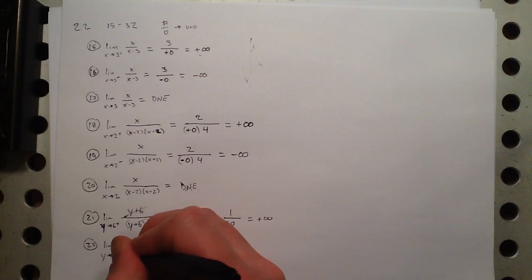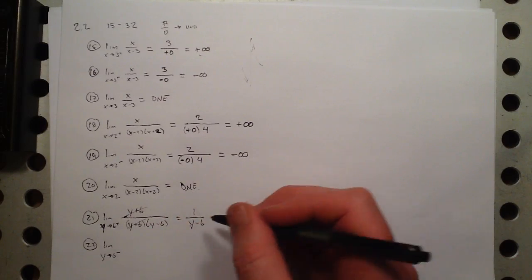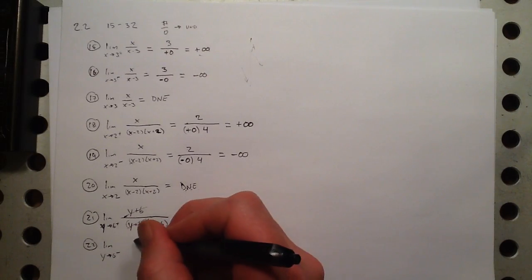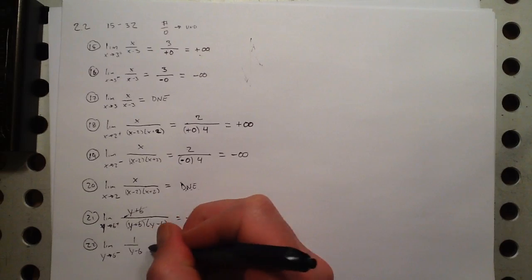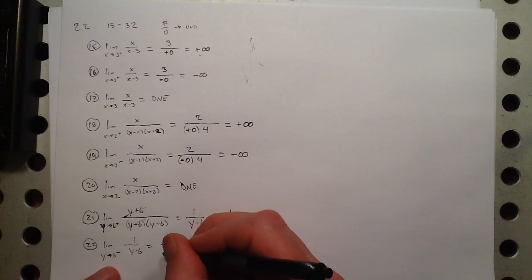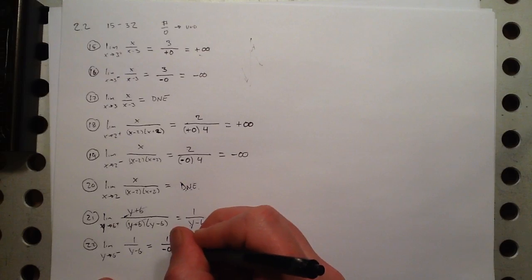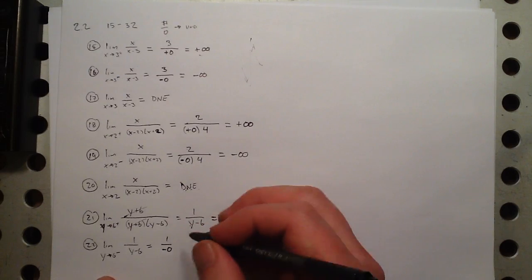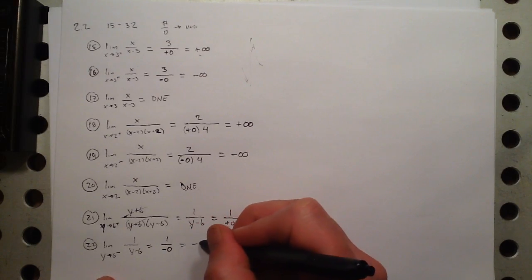As y approaches 6 from the other side, I'm just going to write it like this, 1 over y minus 6, because I've already done that work. So now I have 1 over, when we approach 6 and we have numbers that are just a wee bit smaller than 6, something that's negative and very close to 0. So that's going to approach negative infinity.